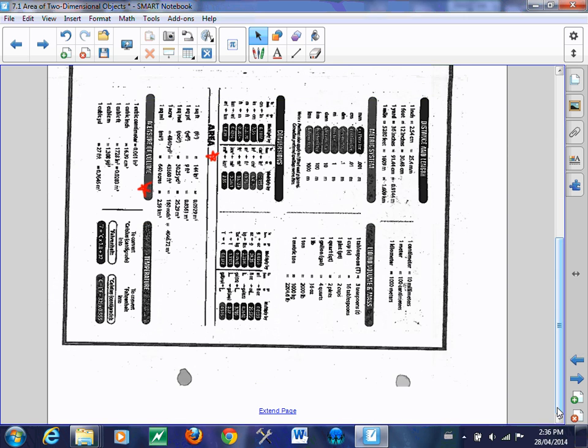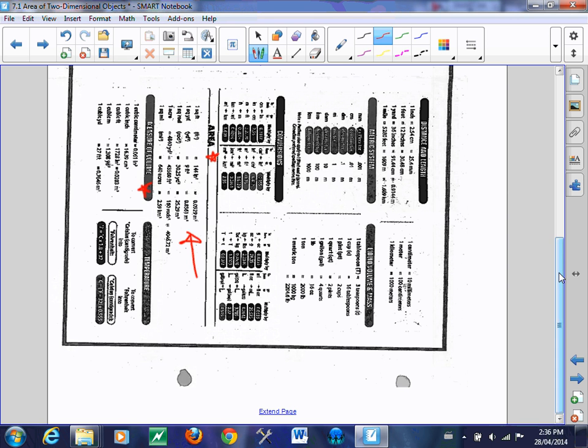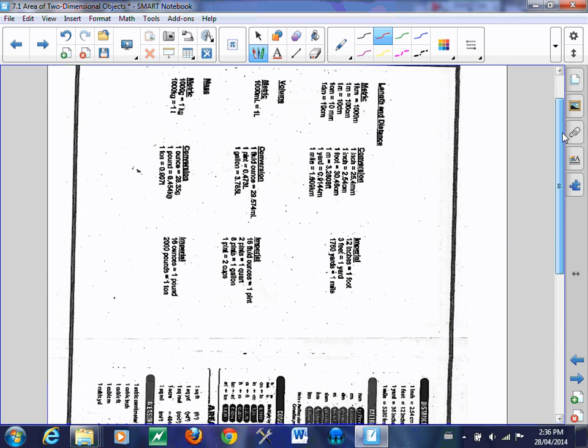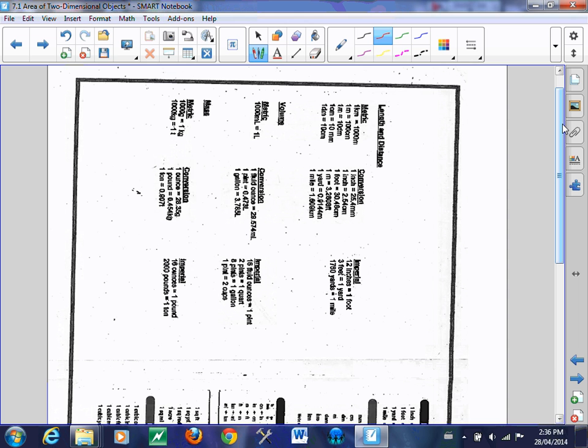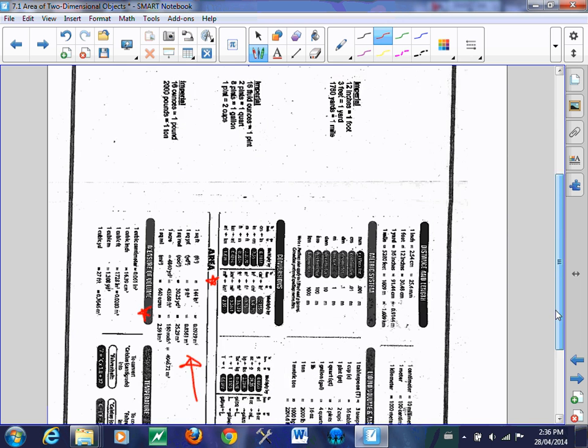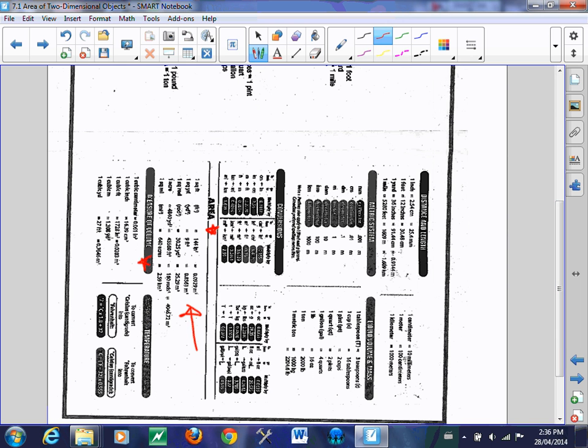Just a reminder, when you're looking at your conversions, be careful. For example, if it's centimeters squared to inches squared, you're looking at area. You're not looking just in the direct length section over here, because the conversions are different. This is singular units on this side. Down here, if you need squared units, look for the area. If you need cubic, look for the volume.